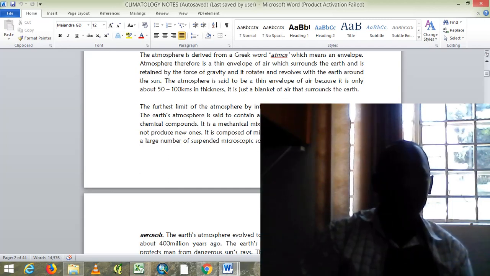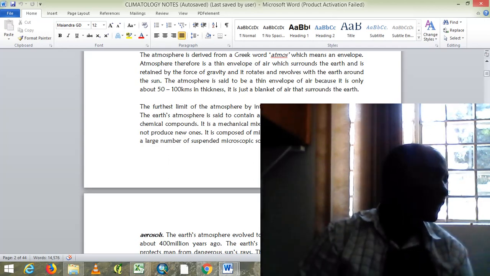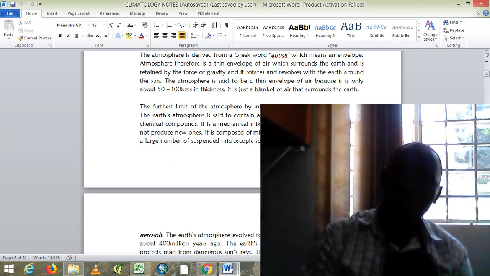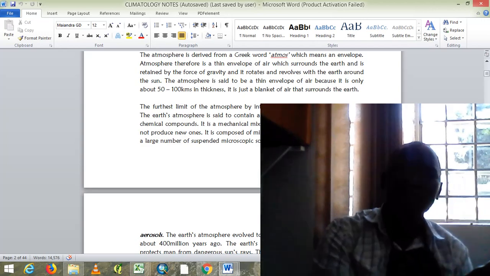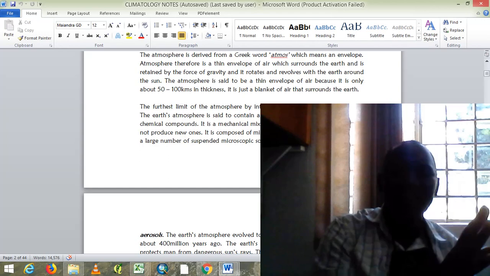So the Earth's atmosphere is said to contain a mechanical mixture of gases and not chemical compounds. It's a mechanical mixture of gases because these gases do not produce new ones. It's the same gases which are there. Well, if it's chemical, then you would realize that there will be new production of new gases. But here, it's the same.